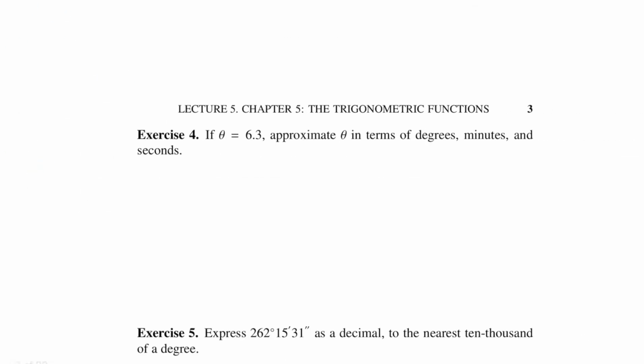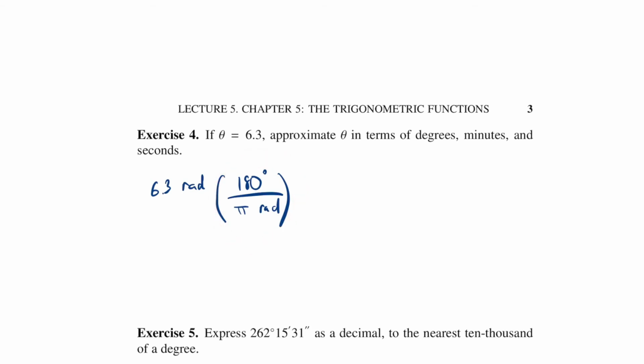So let's see. If theta is equal to 6.3 radians, notice there's no degree symbol. If you don't see a degree symbol, then by default it's automatically in radians. Approximate theta in terms of degrees, minutes, and seconds. To convert this to degrees, you take the radians, I'll just call them rads, and multiply by the ratio that's given to us. There's 180 degrees for every pi radians.